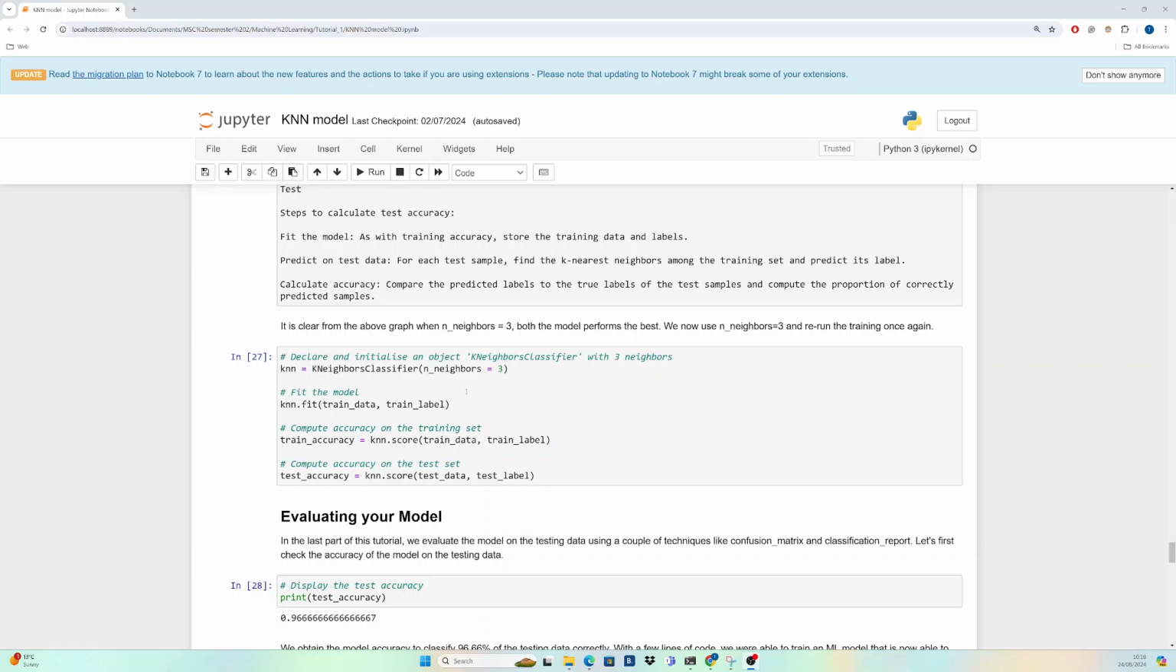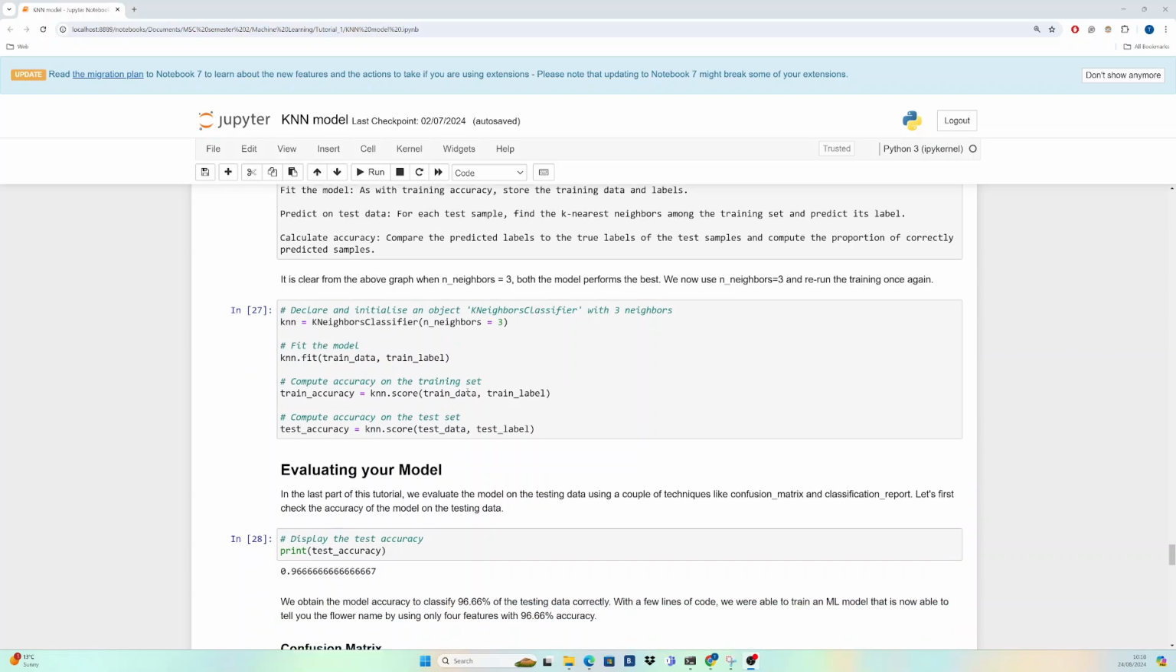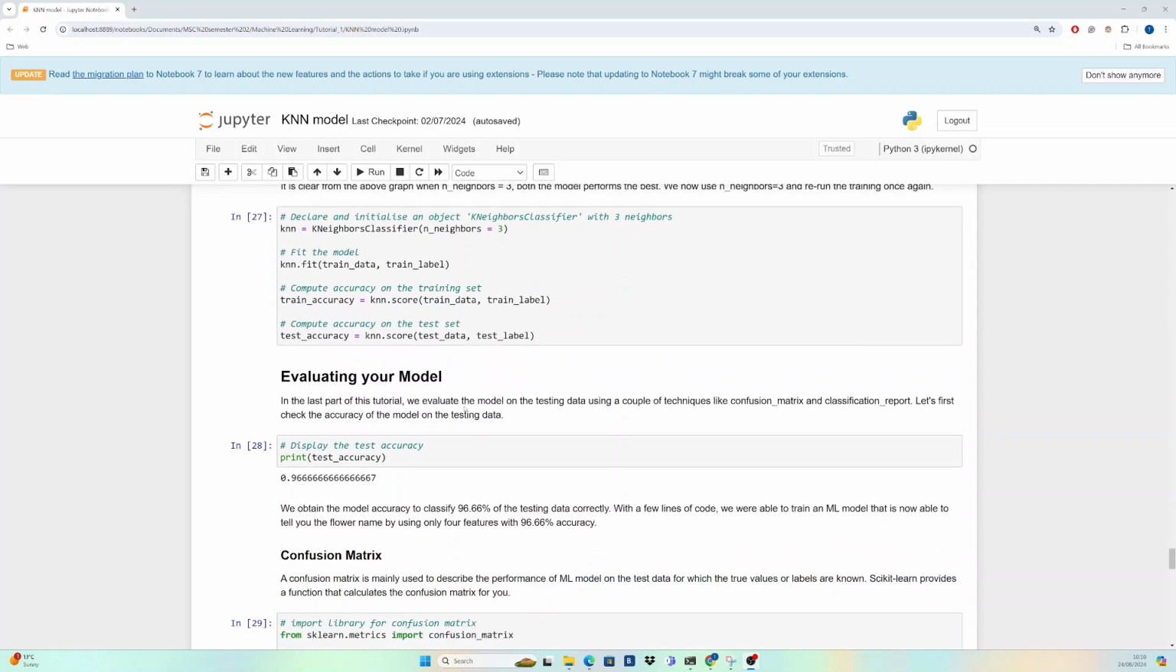Okay, let's go. Let's evaluate our model now. In this sense, we're going to look at something. We're not just going to look at accuracy, because accuracy doesn't take into account how many times the model got things wrong, which is important.